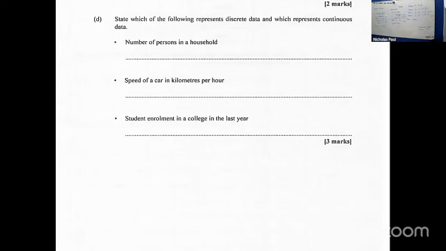Right, first one, number of persons in a household. Discrete or continuous? Discrete, nice. Speed of a car. Continuous, but it could be like point something, right? Or some people just give whole numbers alone. But speed of a car is continuous. Student enrollment. Nice. Let's go again.